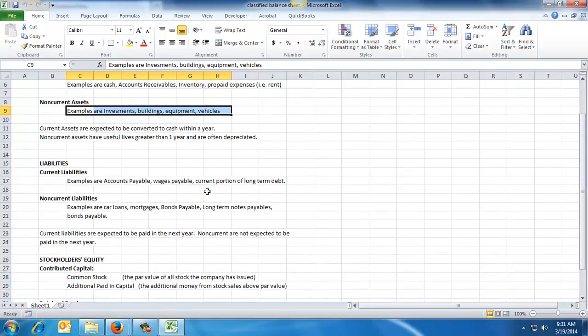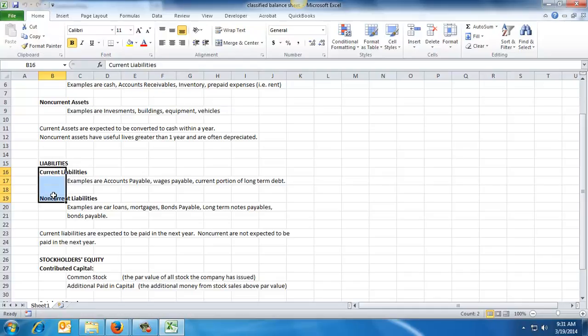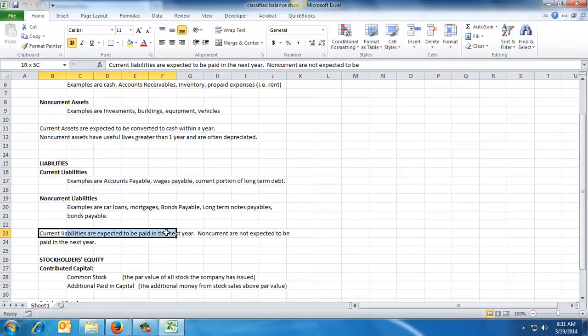On the liability side, we also break our liabilities out into the same two categories, current and non-current. Our current liabilities are liabilities expected to be paid within the next year, whereas the non-current are expected to be paid in more than a year.